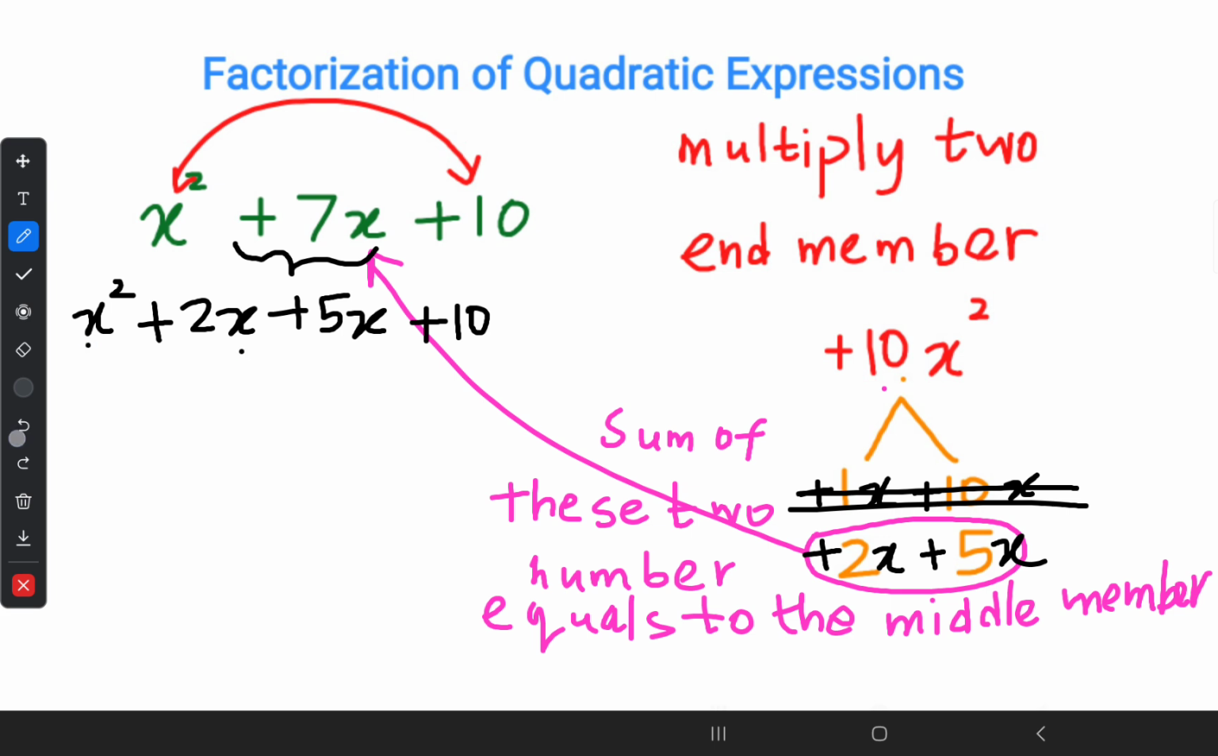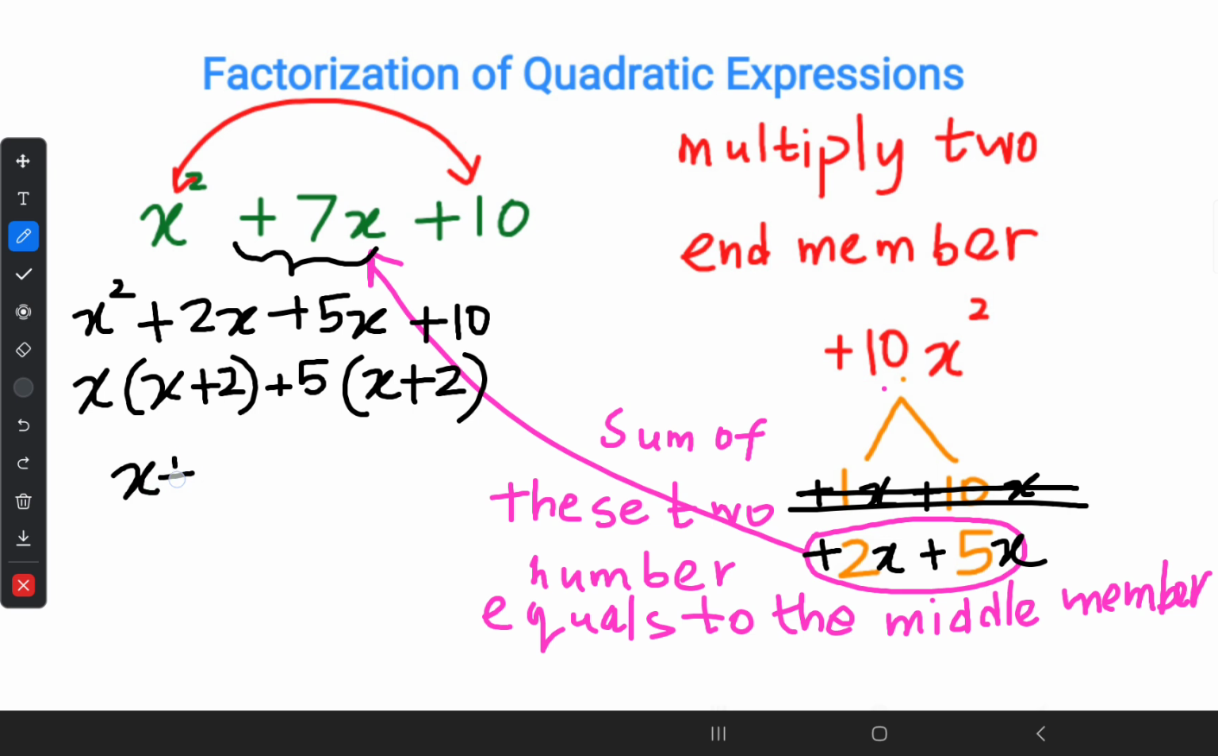From the initial two members, you can select x as a common factor, then x plus 2 is the factorization. Then from the remaining two members, let's select 5 as a common factor, so then x plus 2 is the remaining. Both brackets are holding the same. So the answer would be x plus 2 times x plus 5. That's all for the factorization of a quadratic expression.